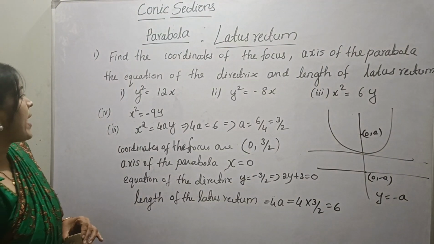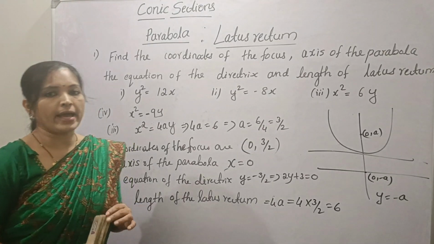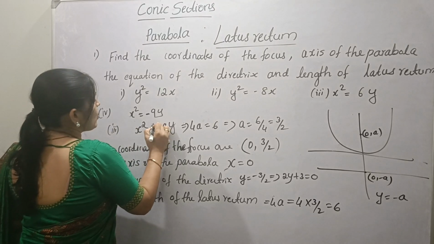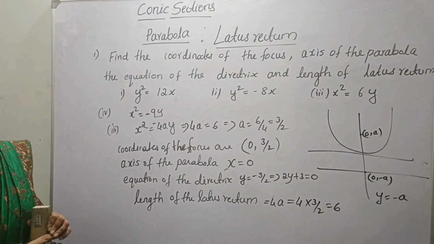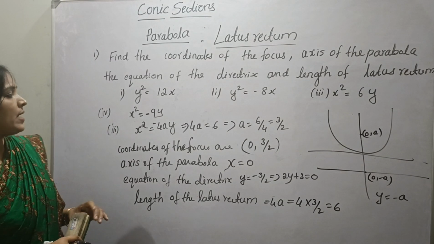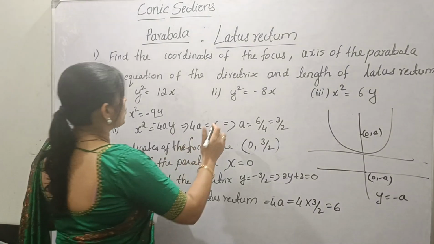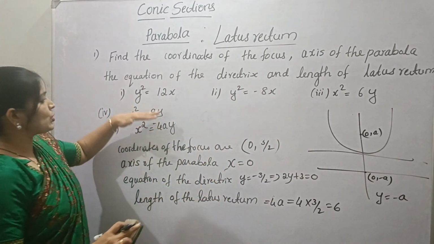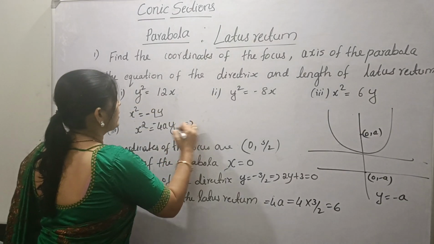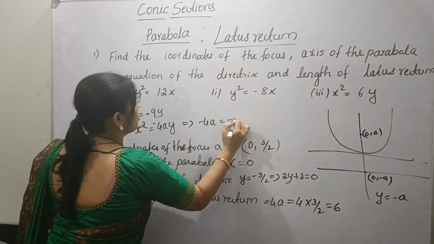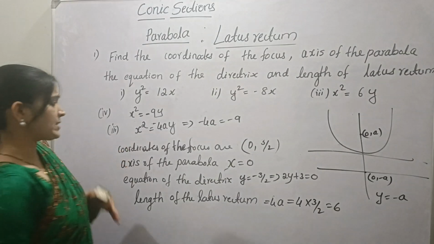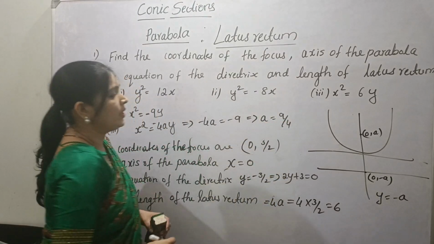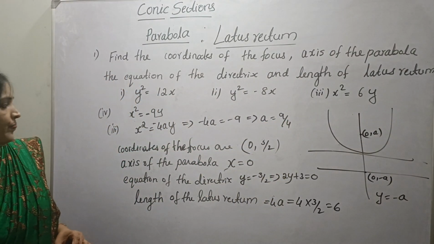Next, the fourth one, x² = -9y. See here, the equation is of the form x² = -4ay. So compare this equation with that equation. Here -4a = -9. The minus will cancel, so this implies a = 9/4. We have got a as 9/4.